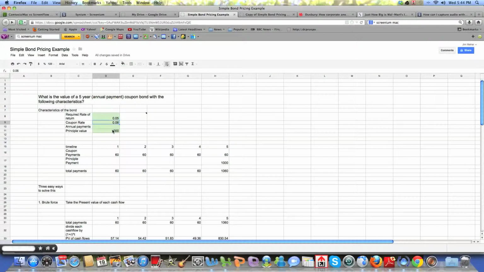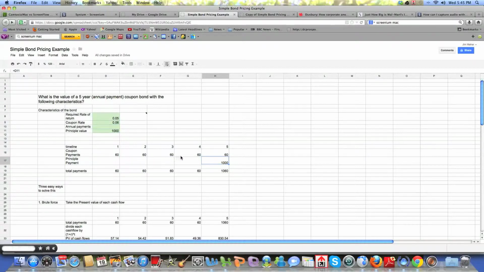The first and most important step is to draw the timeline. So what we're going to do is find each year's cash flows, 1, 2, 3, 4, 5. You have two series of cash flows. The coupon rate times the principal value gives the coupon payments each year, 60, 60, 60, 60, 60, and in the last year you will also be receiving the principal value back.